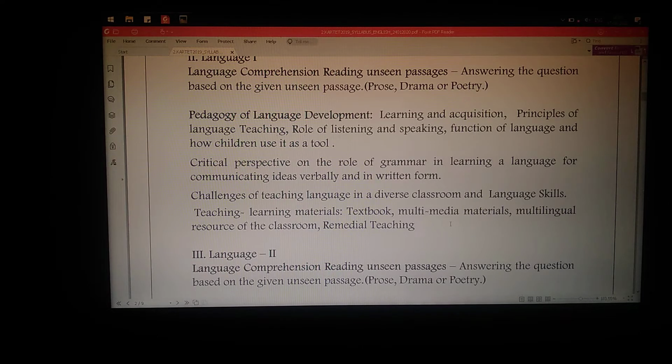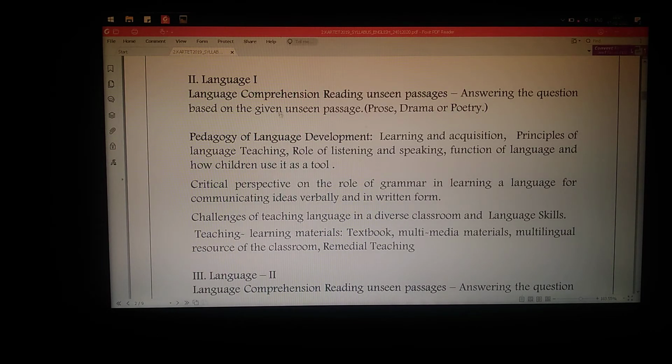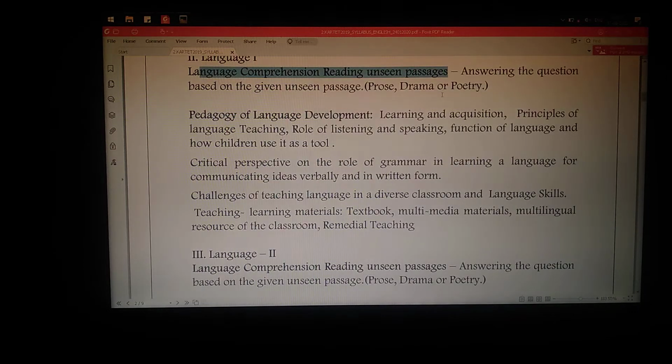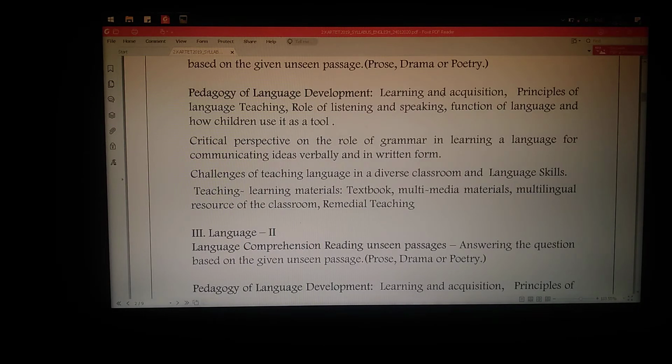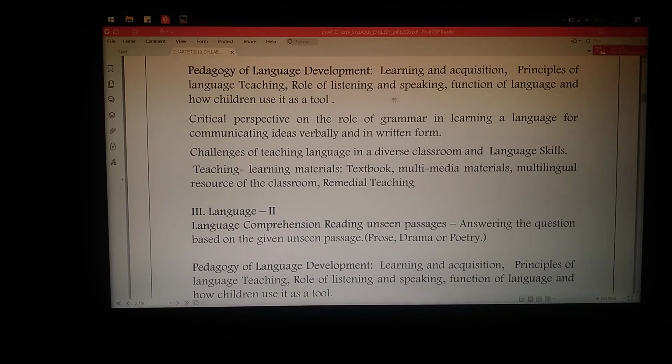In Kannada, first language Kannada, first language English, you have to study about this. Language comprehension, up to 10 marks you have to attain. The pedagogy of language development. Next is critical perspective.